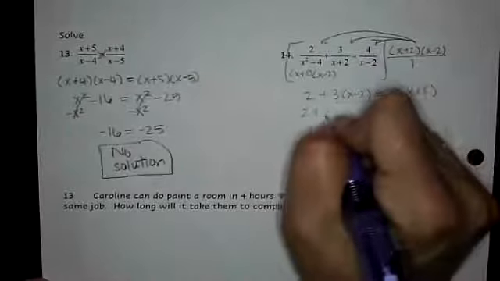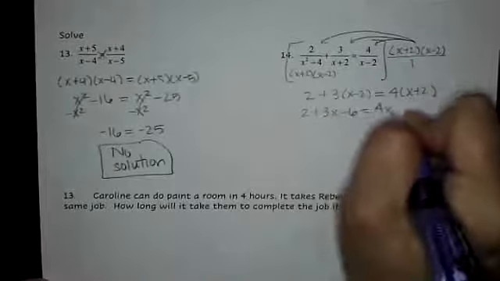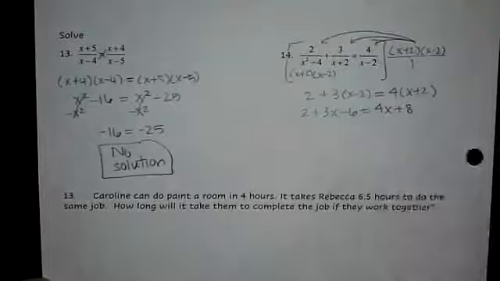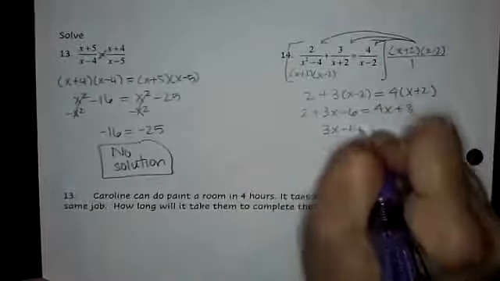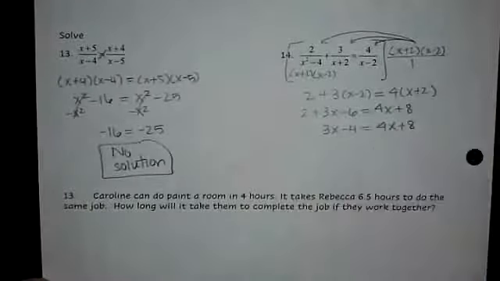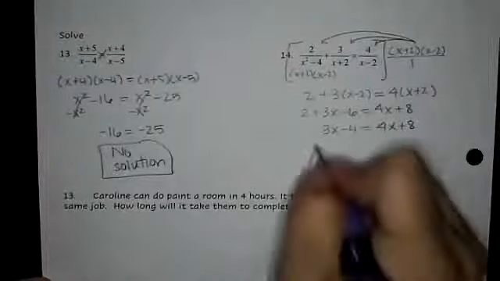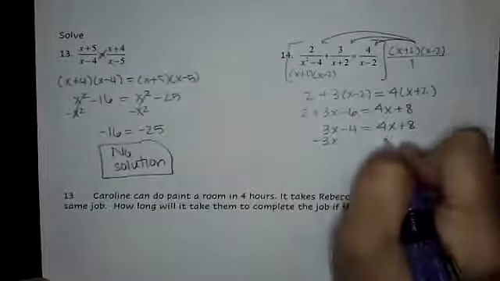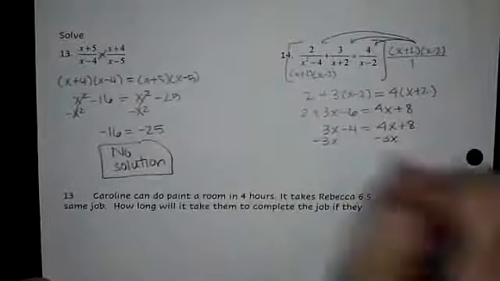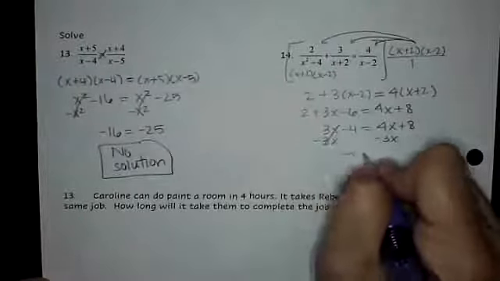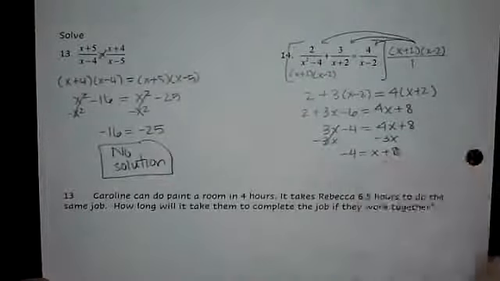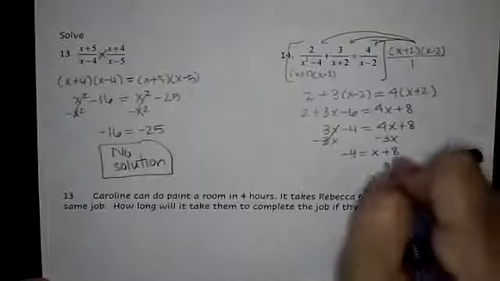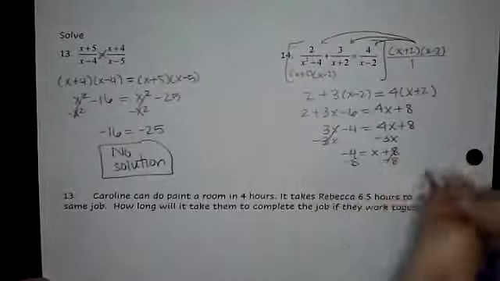I would distribute. I would combine my like terms. Now I'm trying to get the x by itself, so I'm going to subtract this 3x to get it to the other side of the equal sign. And so that gives us negative 4 is equal to x plus 8. And then I subtract 8 to get it to the other side.